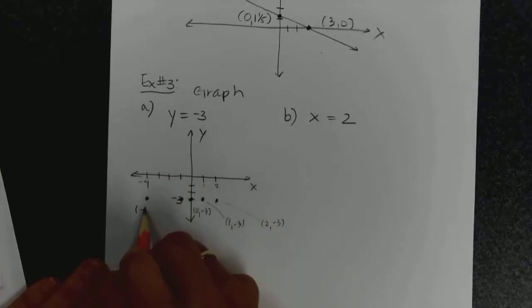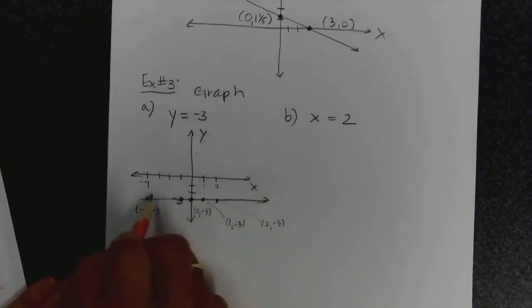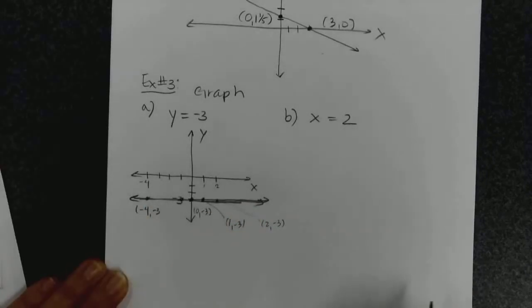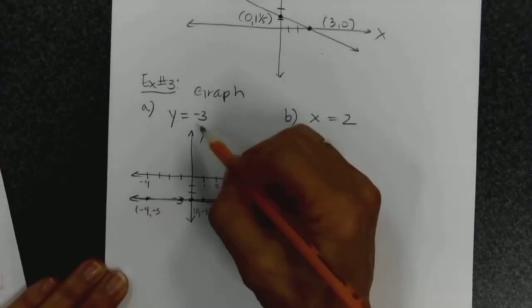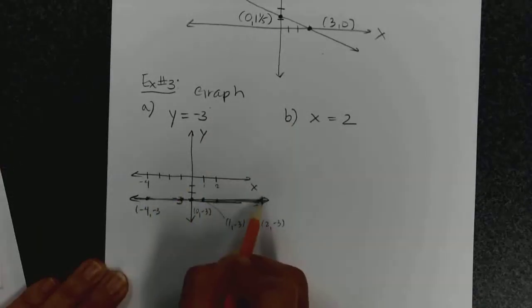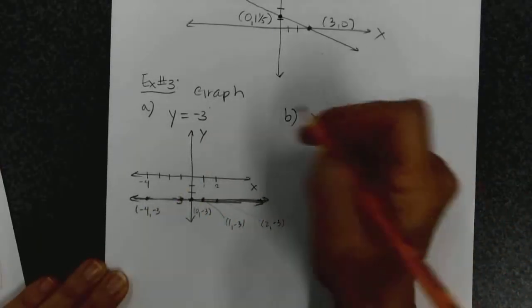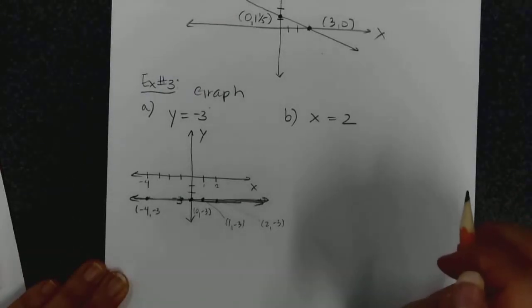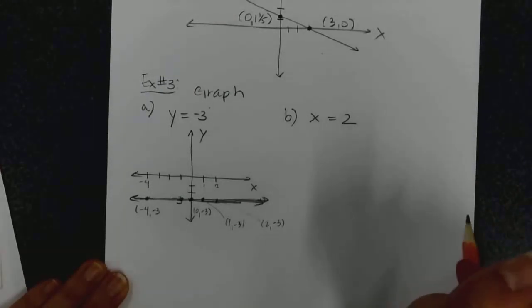So every single point on this line, the y coordinate is -3. So the equation of a line, y equals -3, is a horizontal line that looks like this. And if you notice, there's no x, so slope is 0. And remember, slope of a horizontal line is 0.